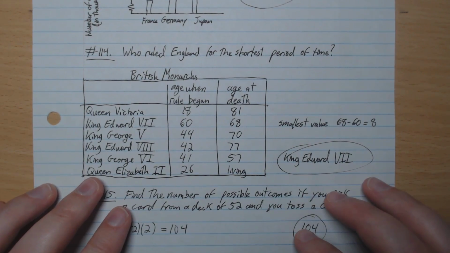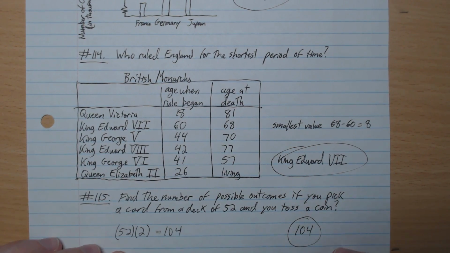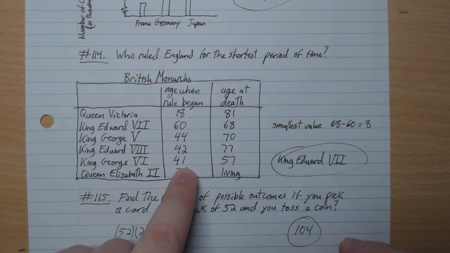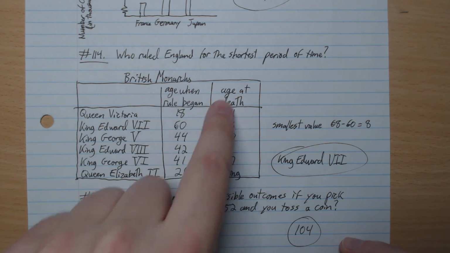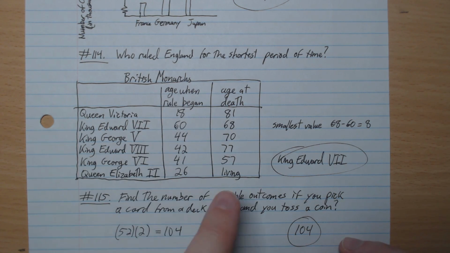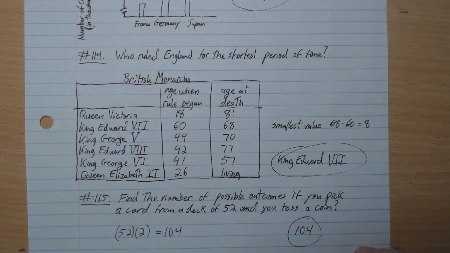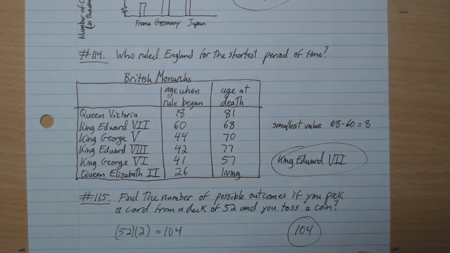Number 114. Who ruled England for the shortest period of time? So here we have these different monarchs, age when rule began and age at death. And so we're subtracting this value by this one. And the smallest value here is 68 minus 60, which gives 8. So who ruled for the shortest period of time is King Edward VII.